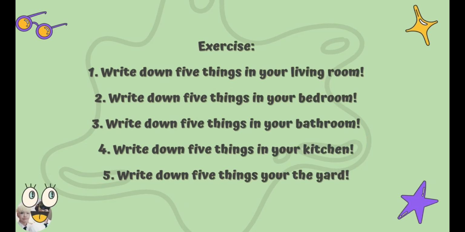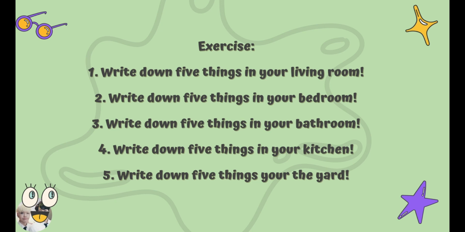Okay class, so that's all the material of the example about things in the house. So for the next one, you should do the exercise. These are 5 exercises for you to do. The first one is write down 5 things in your living room. Tulis 5 benda yang ada di ruang tamumu.